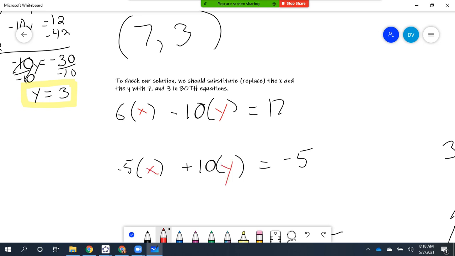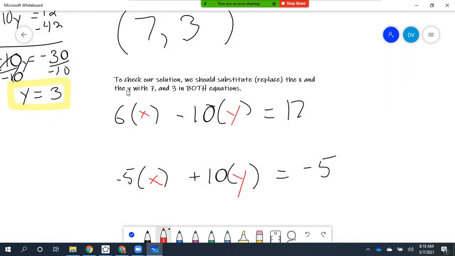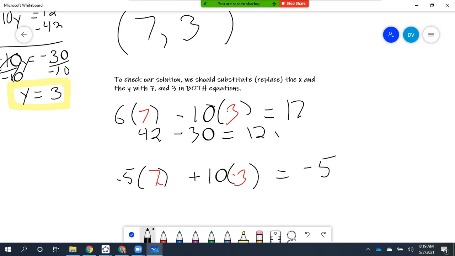I'm going to erase these now and put in different numbers. I'm going to erase the x and put 7. I'm going to erase the y and put 3. I'm going to do the same down here. That's 7 and that's 3. And let's see if this is right. Well, 6 times 7 is 42. Minus 10 times 3 is 30. Yes, 42 minus 30 does equal 12. So it works in that equation.